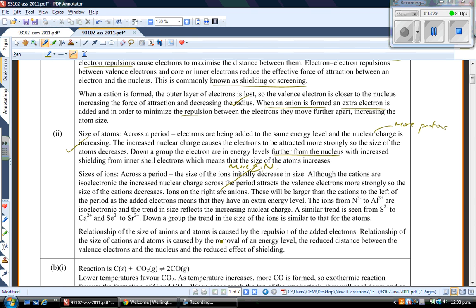Relationship of size of anions and atoms is caused by the repulsion of the added electrons. Relationship of the size of cations and atoms is caused by the removal of an energy level, the reduced distance between the valence electrons and nucleus, and the reduced effective shielding. So it's quite wordy, as you guys know from structure and bonding, but the key thing is to get those key things which have been underlined there, and then use examples from the table that you were given, and that should be enough to get the marks for that answer.